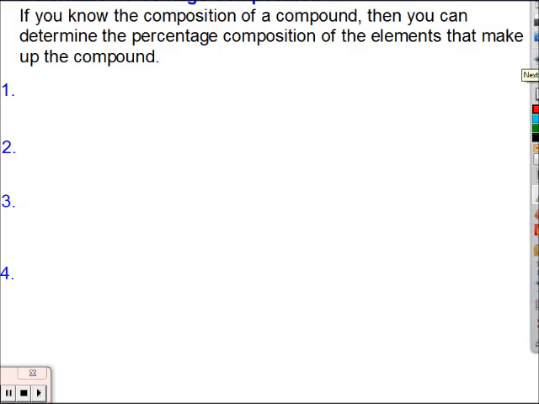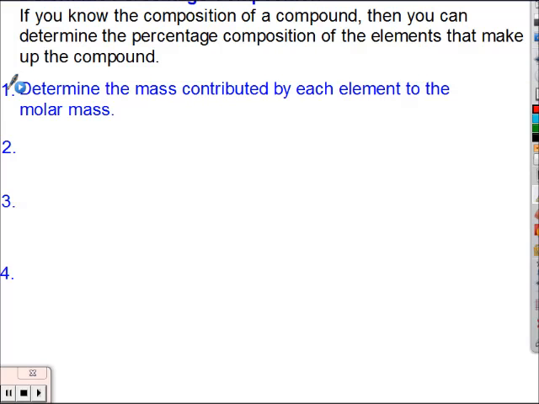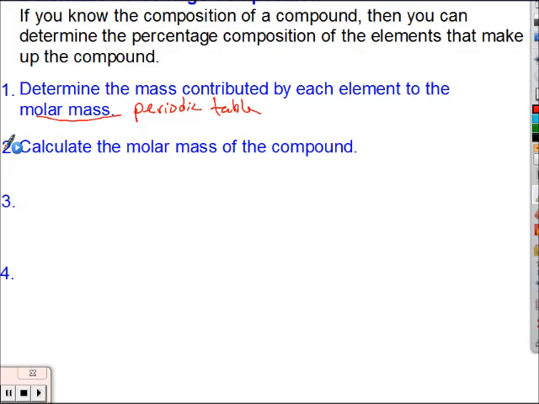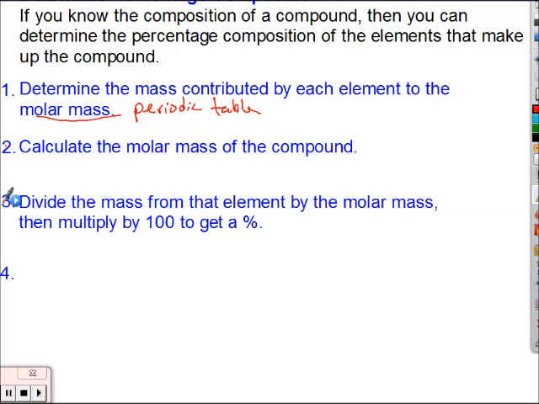If we want to figure out percent composition, make sure you pause the video and write these steps down. First thing you have to do is figure out the mass of each element by looking at the molar mass. We get molar mass from the periodic table. Your second step is to calculate the molar mass of the compound. We then divide the mass from each element by the total molar mass. And go ahead and multiply by 100 to get it into a percentage.